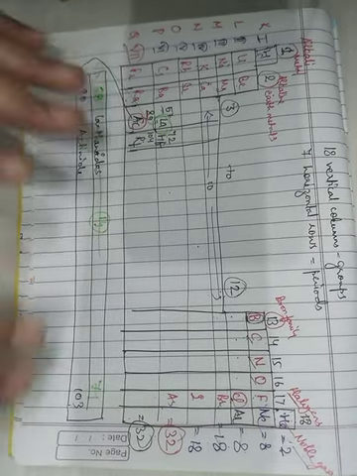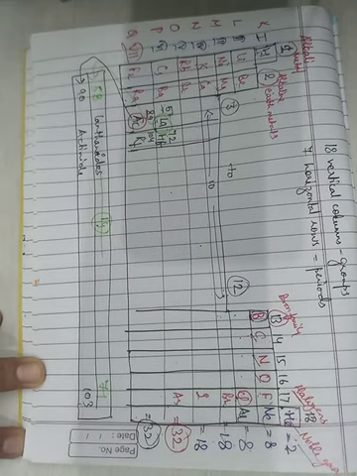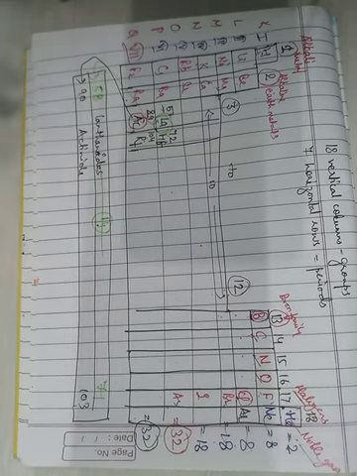So this is the outline figure. The periodic table is divided into 4 blocks.